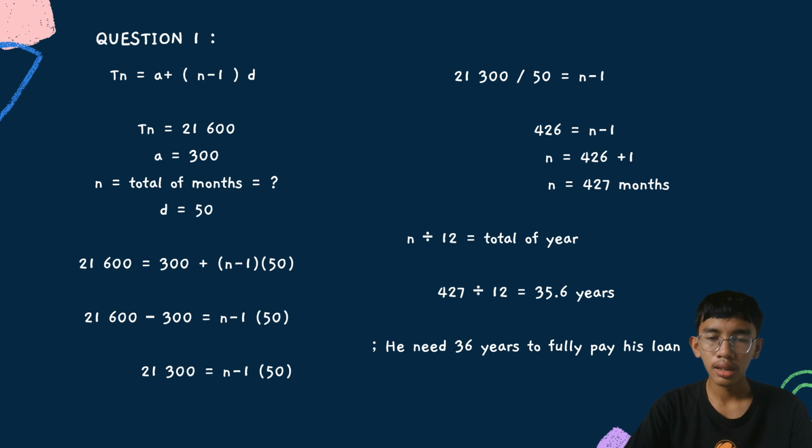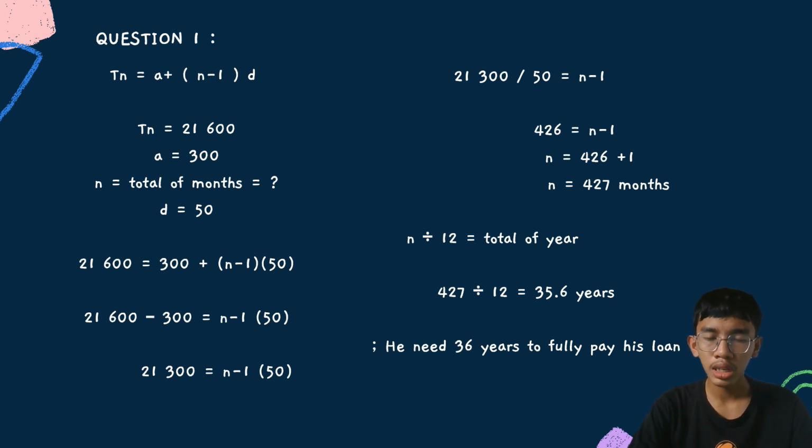21,300 divided by 15, we will get 426. So the formula we will get 426 equals n minus 1. We want to search the n, so bring the 1 to the right, to the left. So n equals 426 plus 1. So n we will get 427 months.